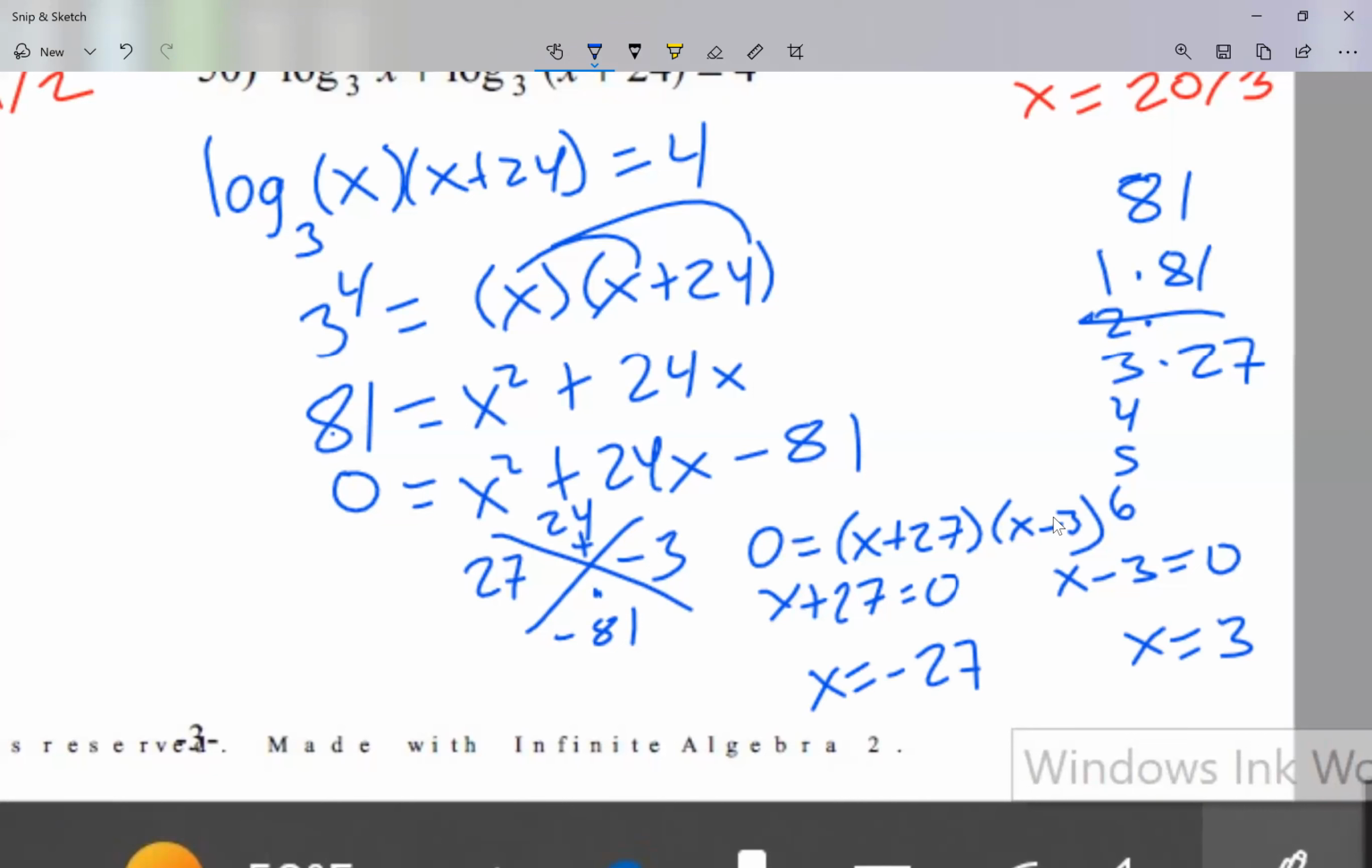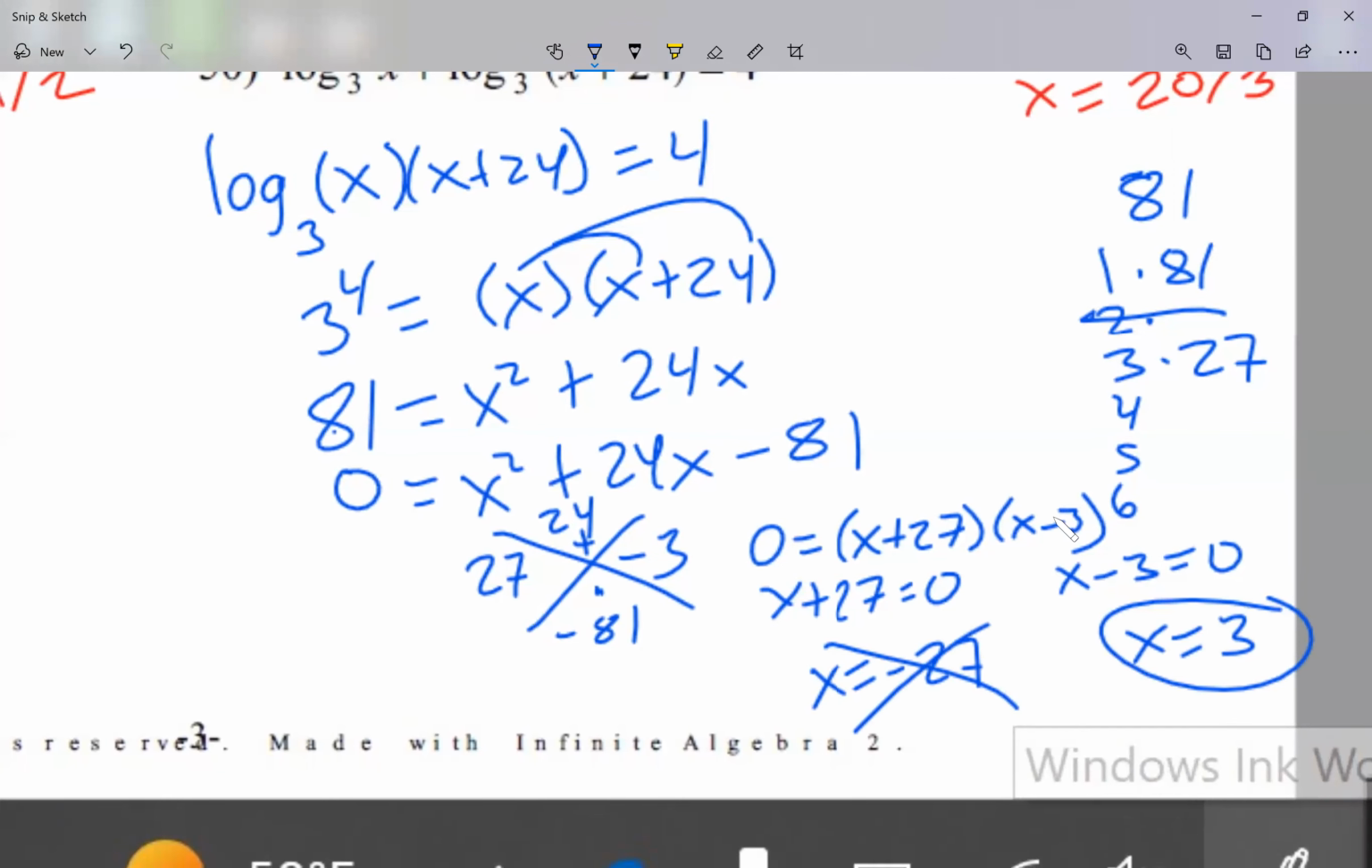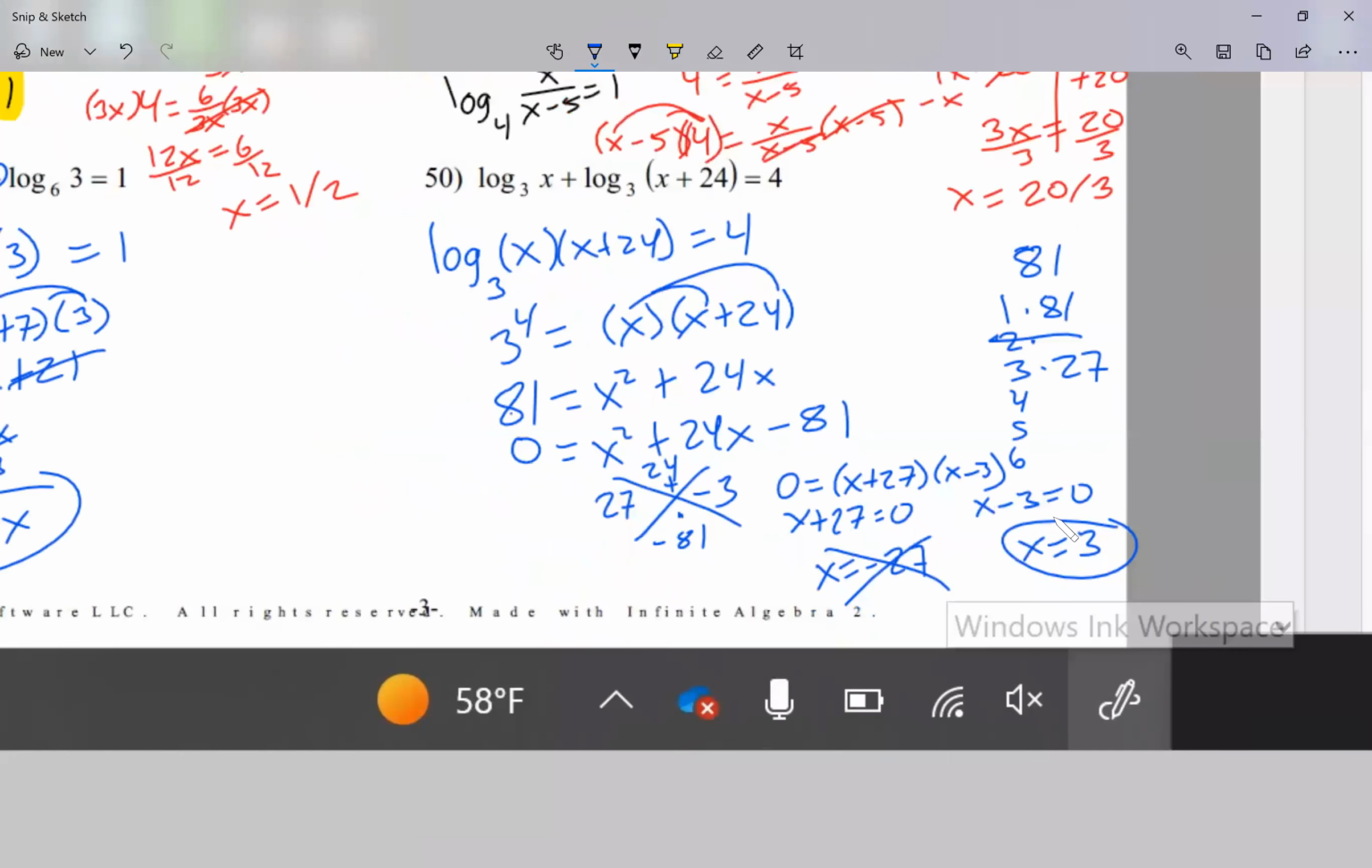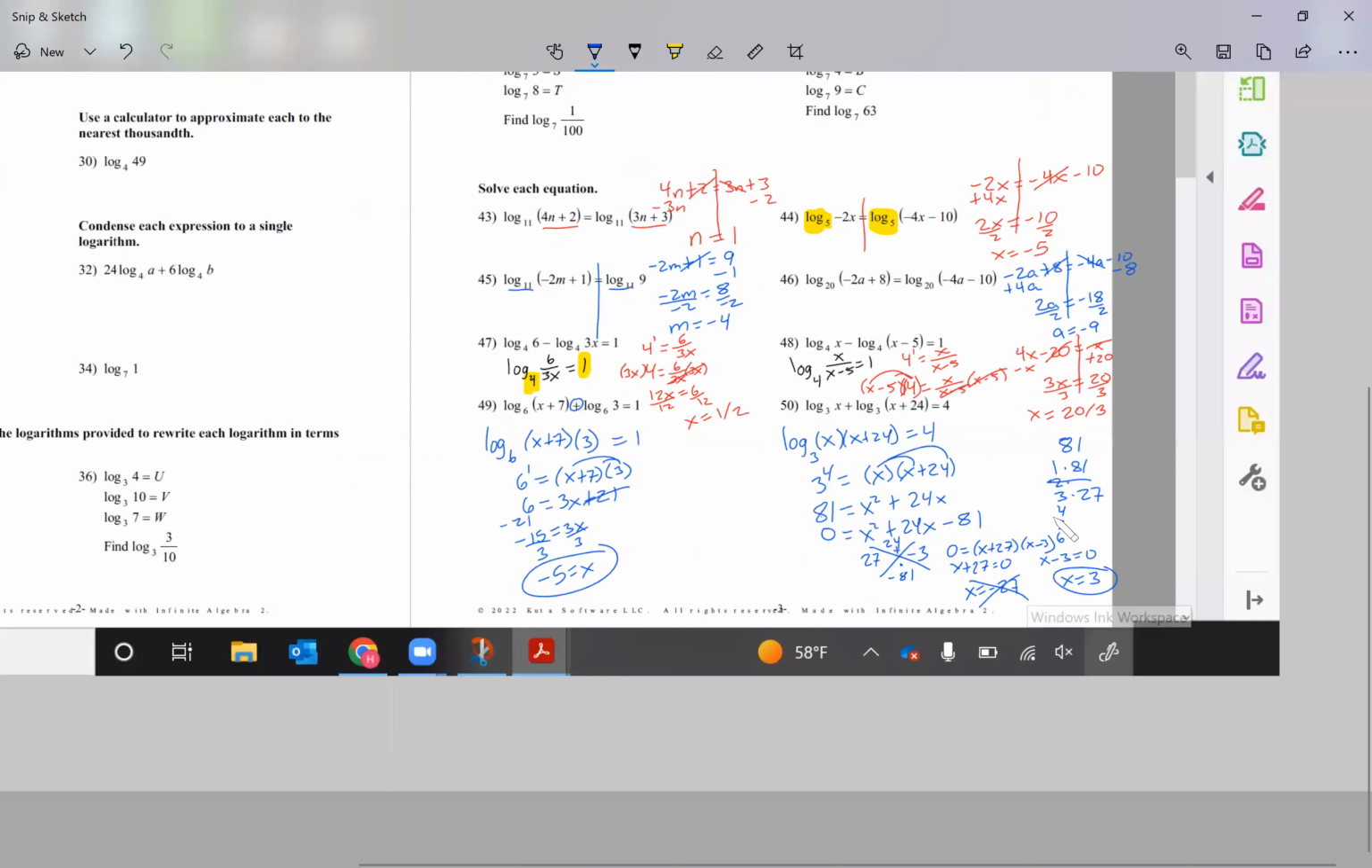Now, a log can never be negative. So negative 27 is not good, right? We can never do the log of something negative. So x equals negative 27, I'm not going to accept it. The only answer I will accept is x equals 3. Okay? So that's what we did today.